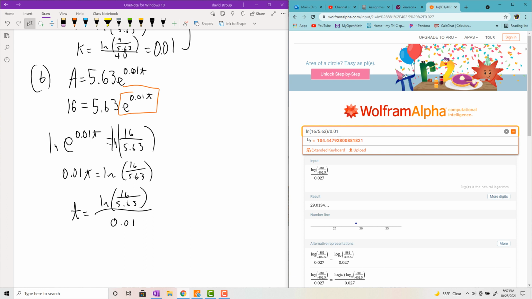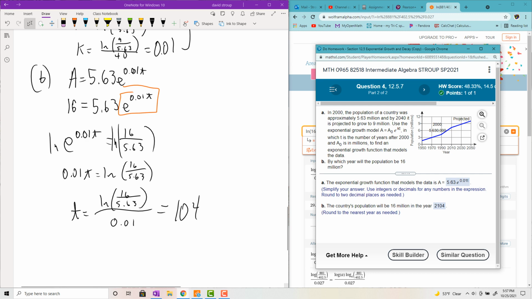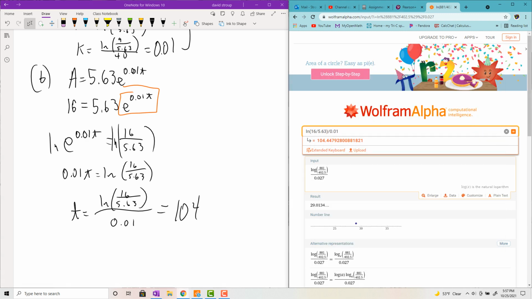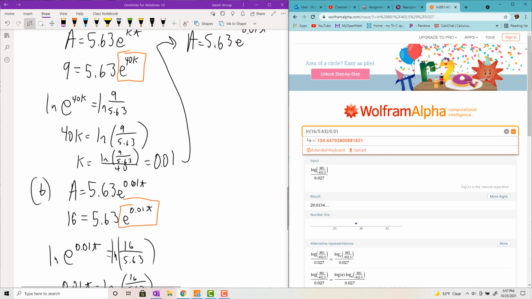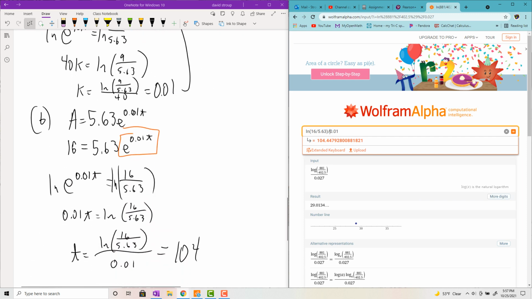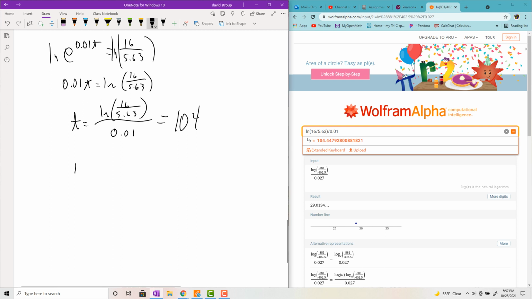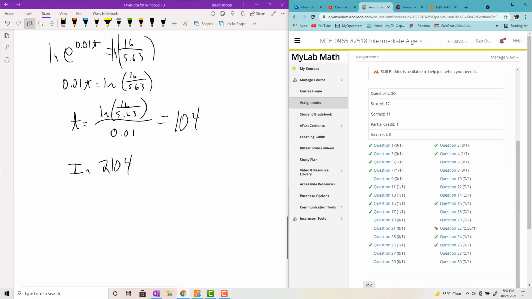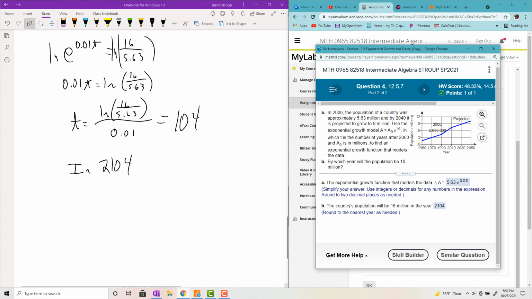It's 104.45 if they want 2 decimals. I don't know how many decimals they want. Let me see. Round to the nearest year. Okay, so 104 years. Remember, this is representing a number of years after the year 2000. So it'll happen in 2104. And then you just plug that into the computer and let it do its thing. Okay, great.